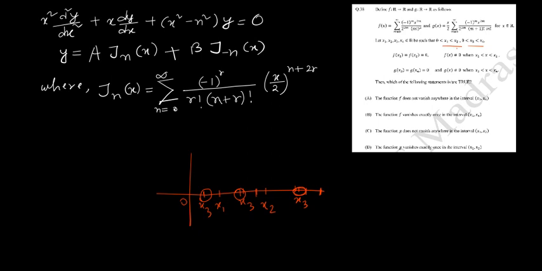Now f(x1) equals f(x2) equals 0, and f(x) is not equal to 0 when x1 is less than x less than x2. That means this curve will be like that, or this curve will be like that.